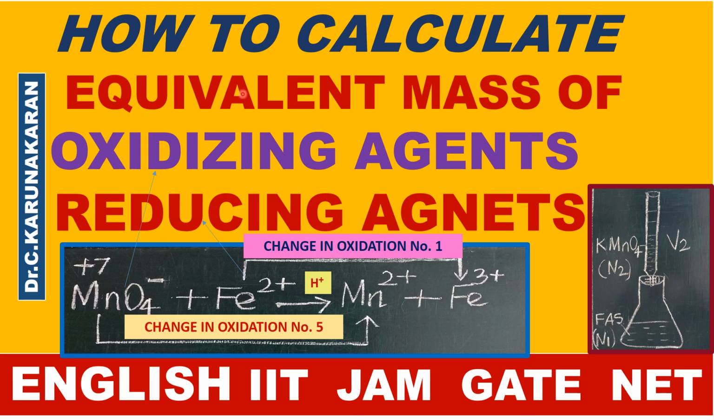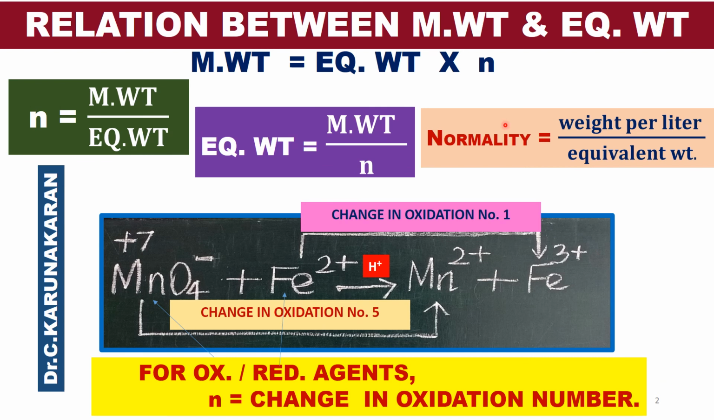In this class, we'll study how to calculate the equivalent mass of oxidizing agents and reducing agents. In redox titration, for example, KMnO4, the oxidizing agent, is titrated against the reducing agent ferrous ammonium sulfate. In order to calculate the normality of the oxidizing agent or reducing agent, equivalent weight is required to calculate the number of equivalents. Equivalent weight is obtained from molecular weight.